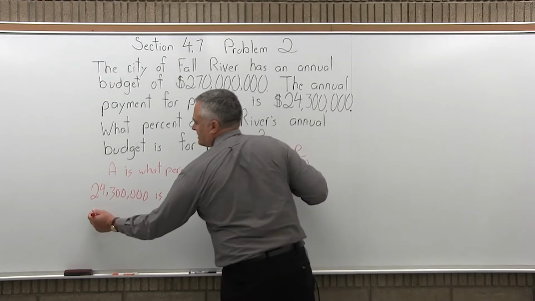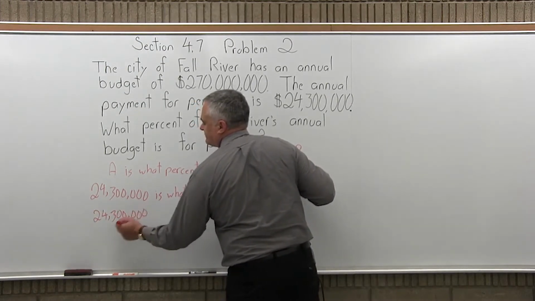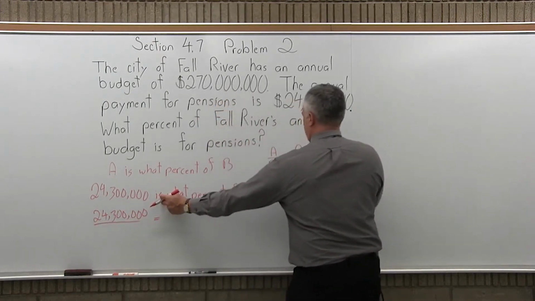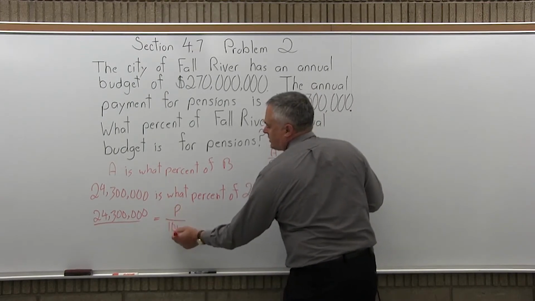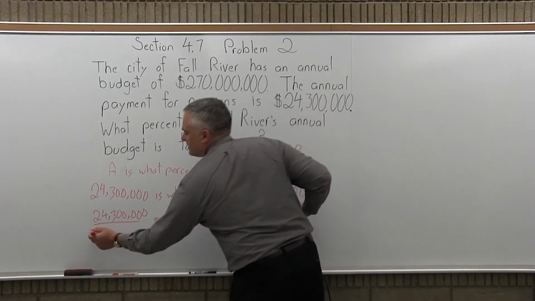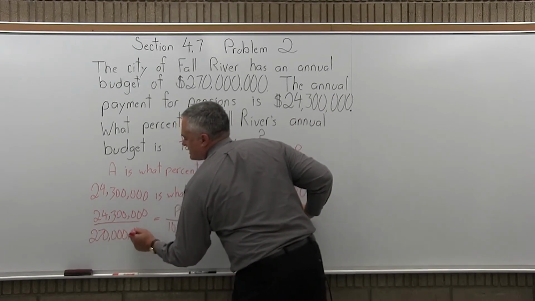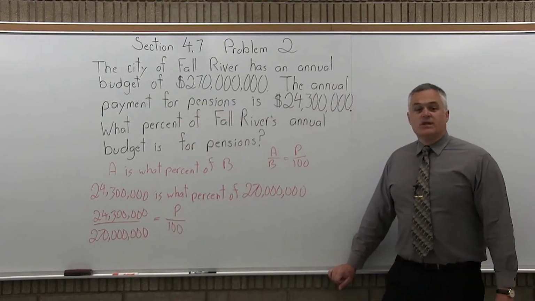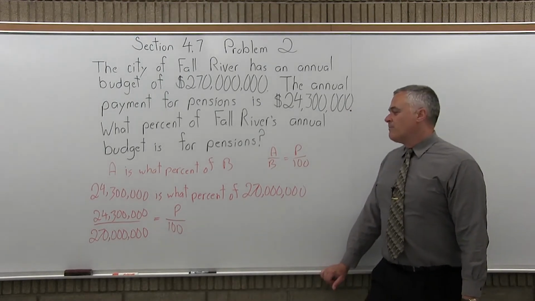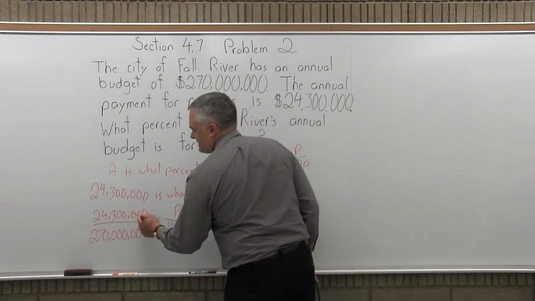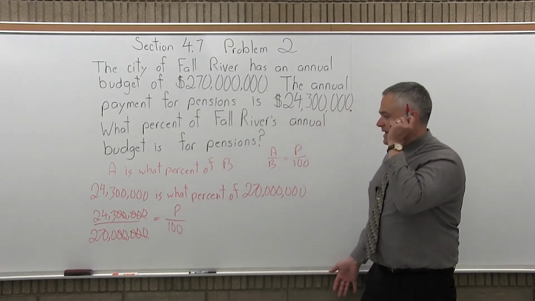So the A is the 24,300,000, which becomes the equal P percent. The percent is unknown, so I leave it as a P. Percent goes in as 100. And the B, the number in the denominator, is 270 million. So 270 with 6 zeros after it. So that's what we have to solve. We'll cross multiply and divide out the number next to the P. Now, it's almost crazy not to at least eliminate as many zeros as we can.